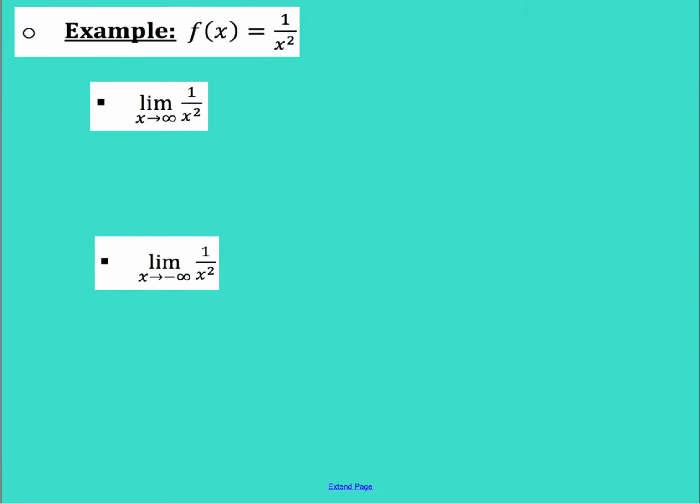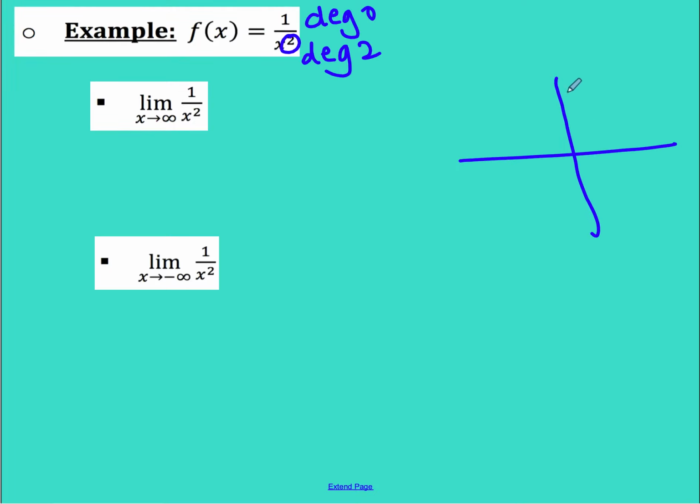Here's another example. We have 1 over x squared. My degree in my numerator is 0, and the degree in my denominator, in this case, is 2. So we still fit under this classification. If I were to think about this one, you could graph it. If I graph this one, it looks like this. So as you look to the right and look to the left, you should see it's going to 0.